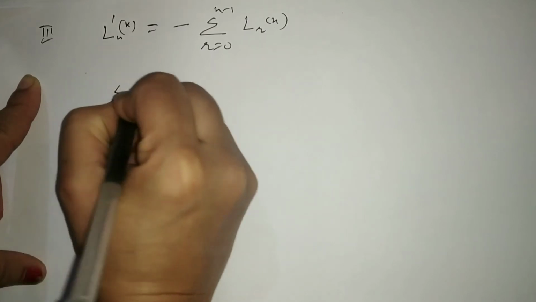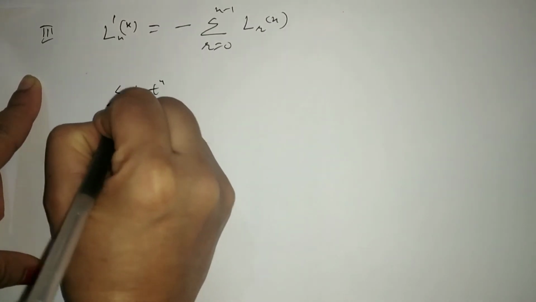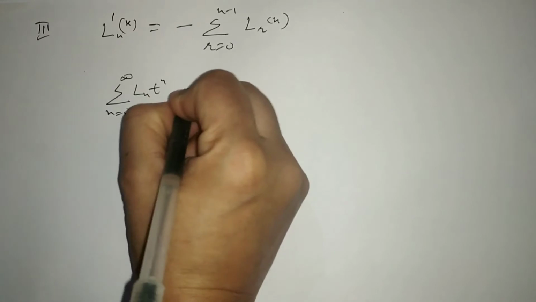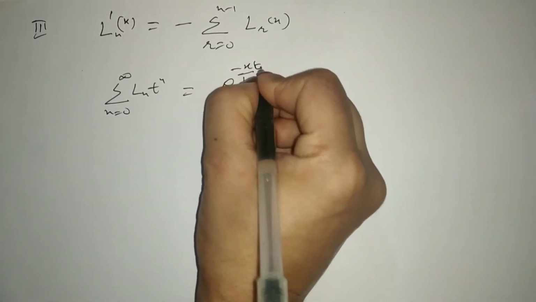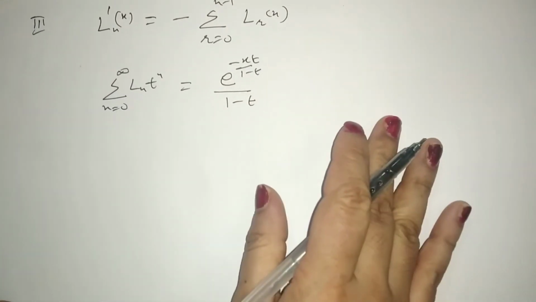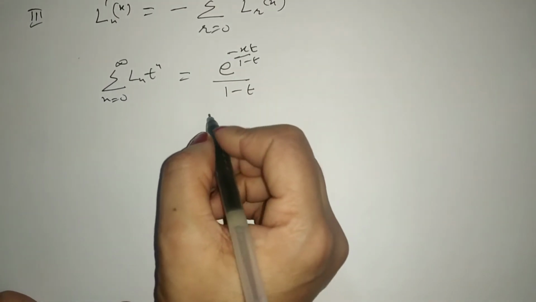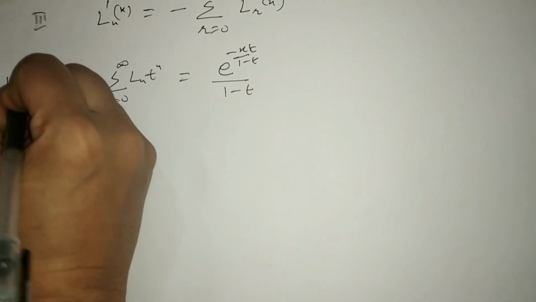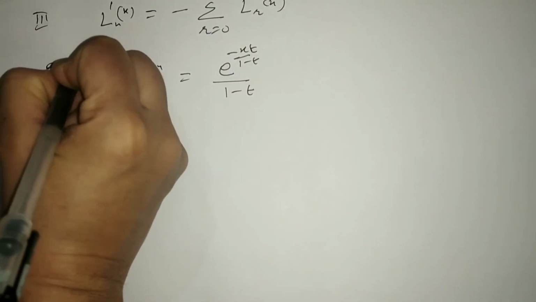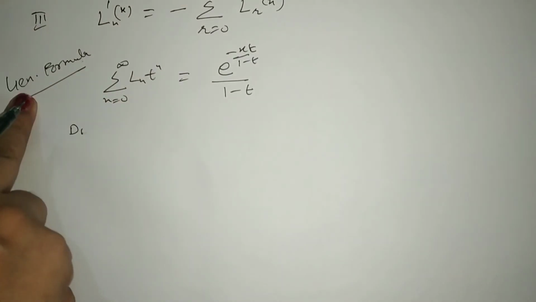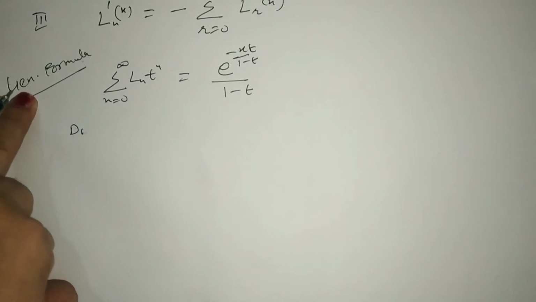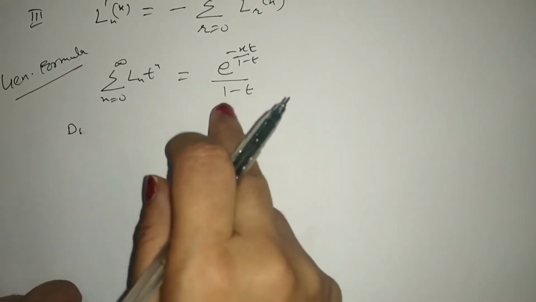The generating formula is the summation of L_n(x) t^n, where n varies from 0 to infinity, and here it is e^(-xt/(1-t)) upon 1 minus t. Alright, and now again we differentiate. This is the generating formula; first we write the generating formula. All three recurrence relations are obtained from the generating formula. Differentiating it with respect to t will get us recurrence relation 1. Differentiating it with respect to x will give us recurrence relations 2 and 3.